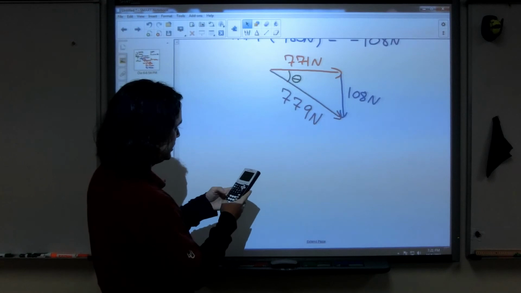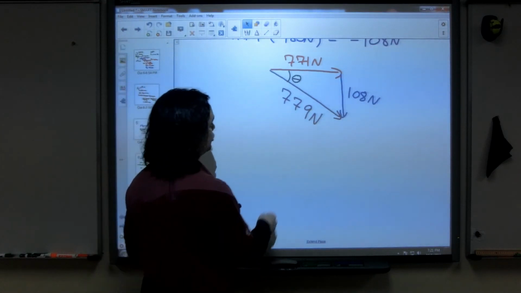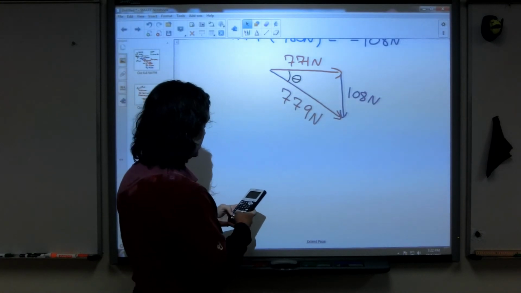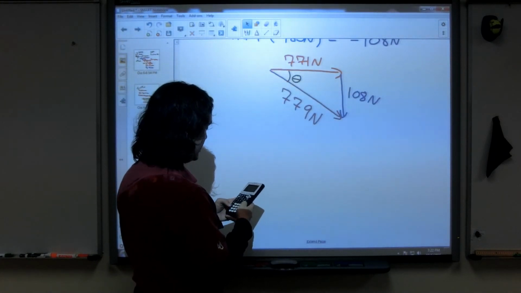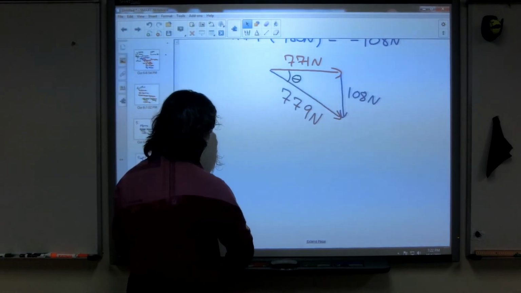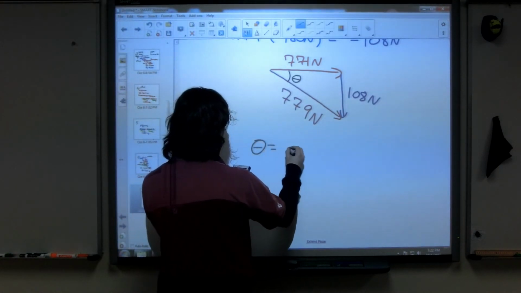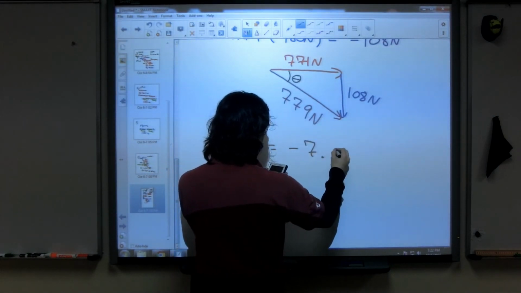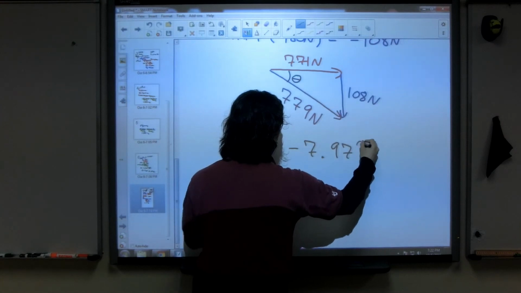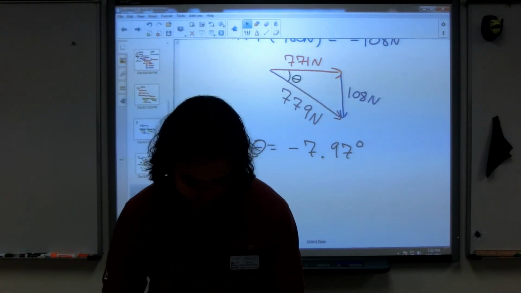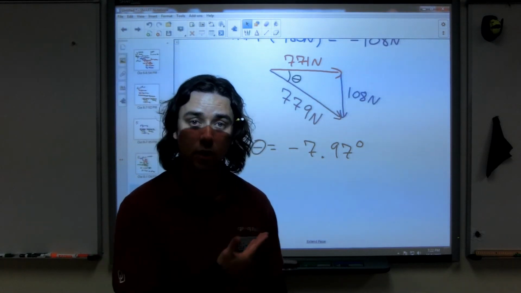All right, let's see. I need the inverse tangent, TOA, opposite over adjacent. So I'm going to do the inverse tangent of 108 divided by 771. We should end up with theta, my direction, is equal to negative, because it's below the x-axis, 7.97 degrees. Let me check what my answer is actually listed as. Negative 7.977 degrees. This is our result.